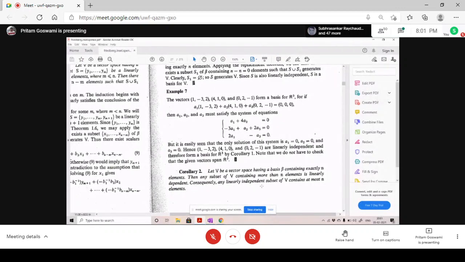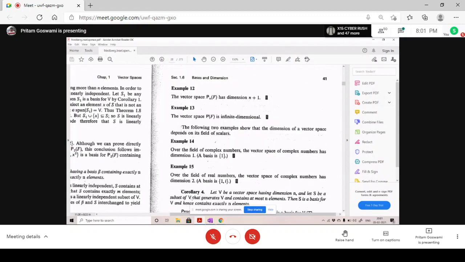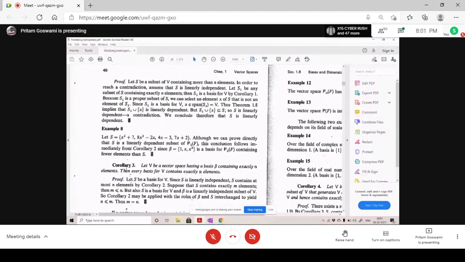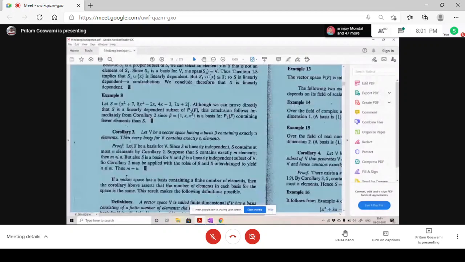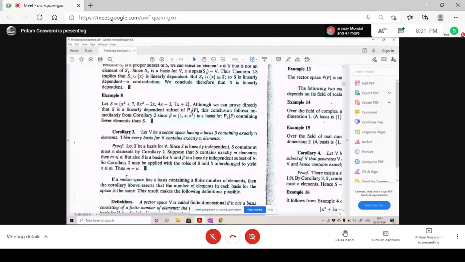Another thing, any linearly independent subset of B contains at most n elements. If the basis is of n elements, then any linearly independent subset contains at most n elements. If it's a basis, then it will contain n elements. If it is not a basis, then it will contain less than n elements. And again, the proof is here. The thing you told is already there. And another corollary is there.